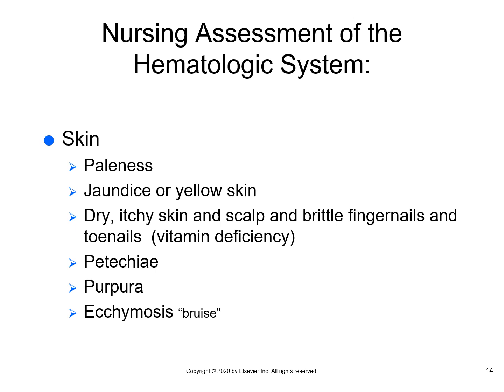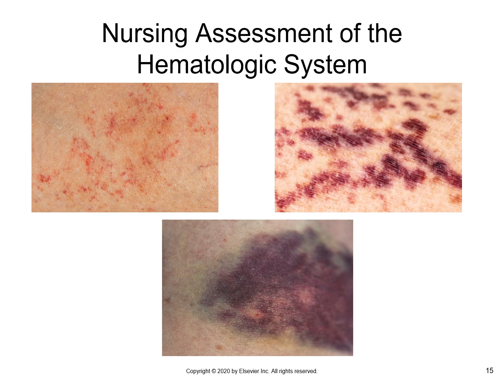And then you check for petechiae, purpura, and ecchymosis. Ecchymosis is bruise. So here, this is your petechiae, and then the purpura, and then the ecchymosis. Petechiae are small, red or reddish purple pinpoint spots on the skin, and this results from blood capillaries breaking and leaking small amounts of blood into the tissues.